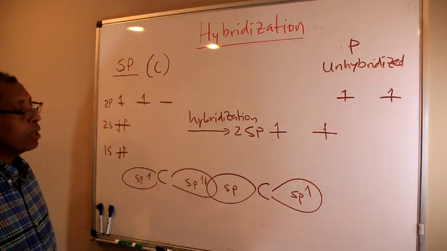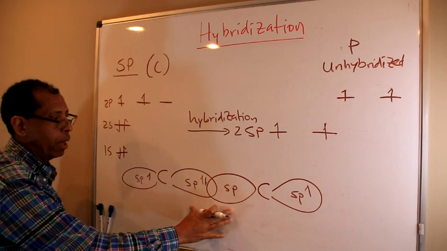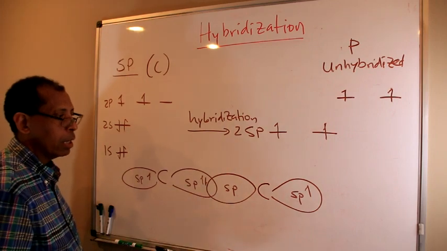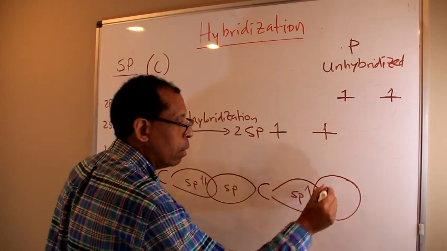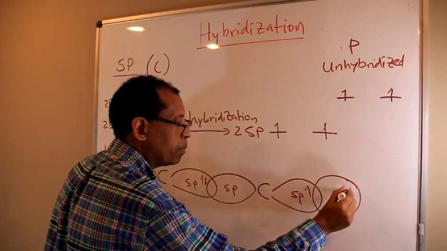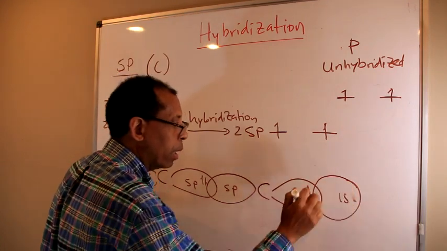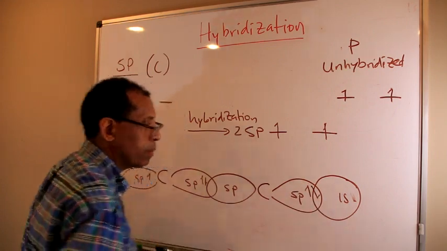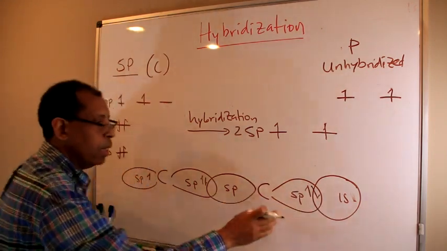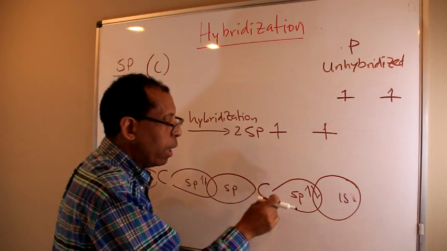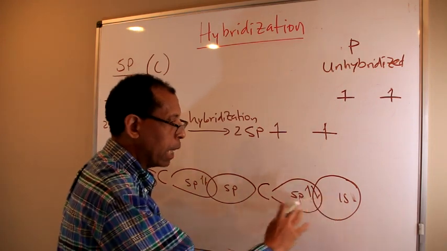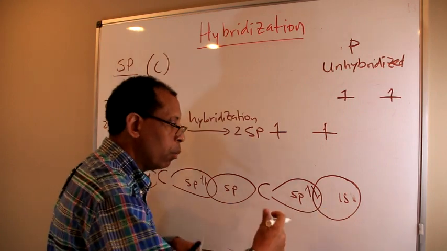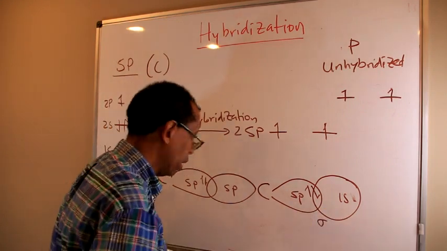Now let's satisfy this by making a bond with hydrogen, for example. Hydrogen has one s orbital with one electron to make a bonding situation like this. That is a sigma bond. Remember, a hybrid orbital with any orbital makes an overlap, which is a sigma type bonding.